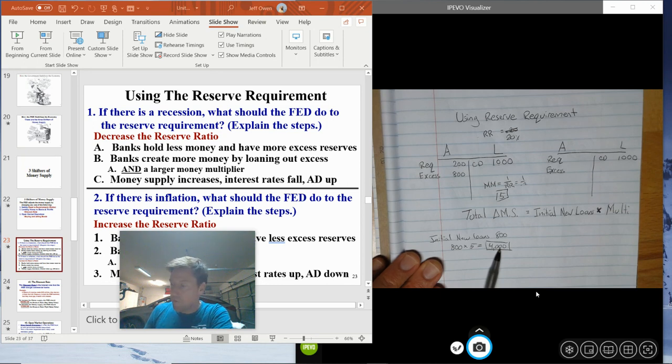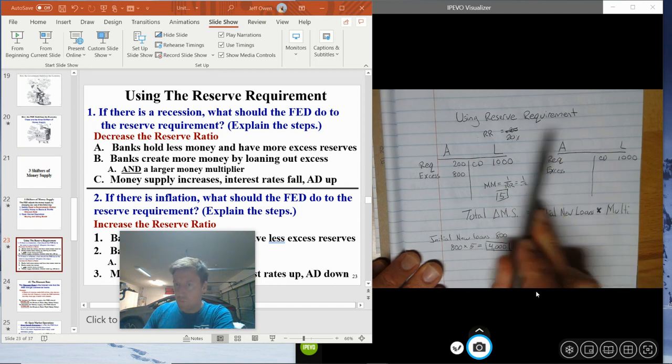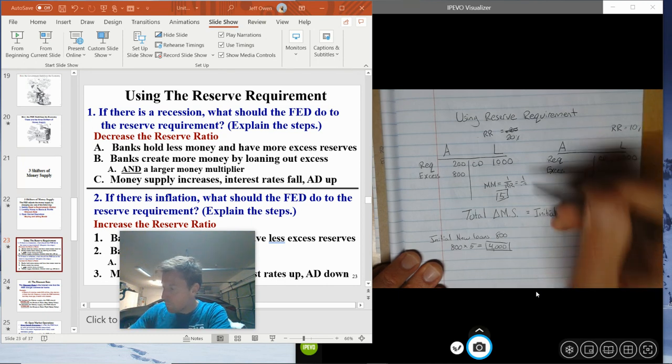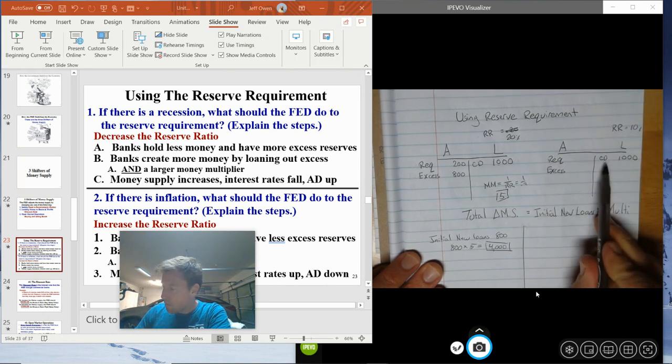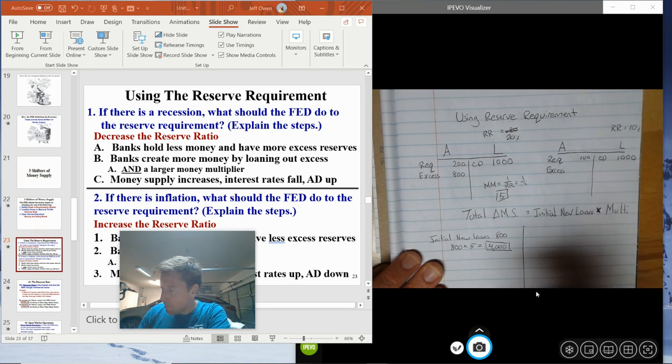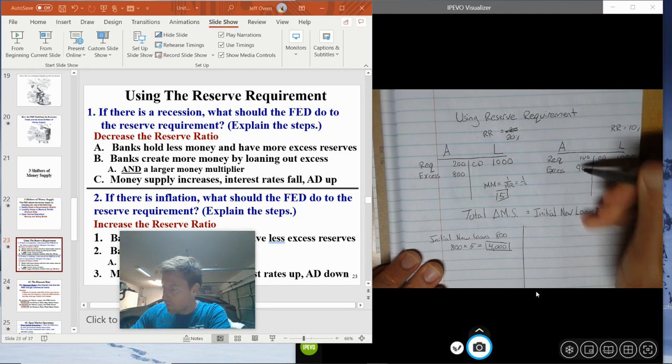Now, if the Fed decided they want to increase the money supply because we're in a recession and we need an expansionary monetary policy, what do they do? Let's drop the required reserve ratio to 10%. Now, what's the required reserve on $1,000? They only have to hold on to $100, which means my excess reserve is $900.